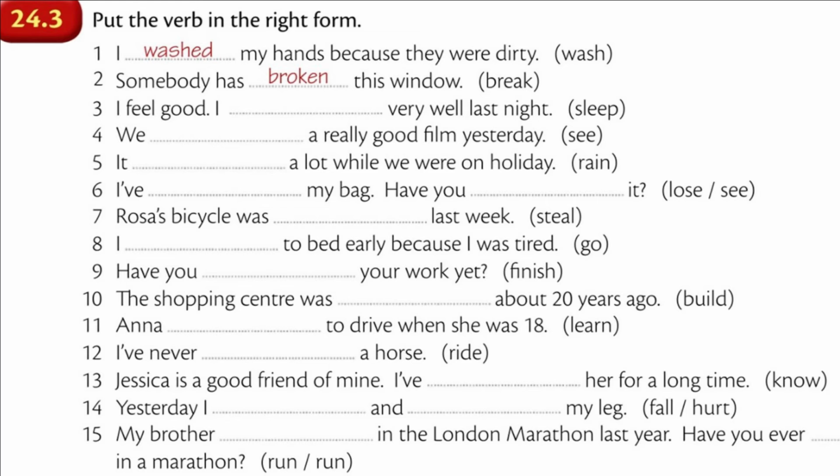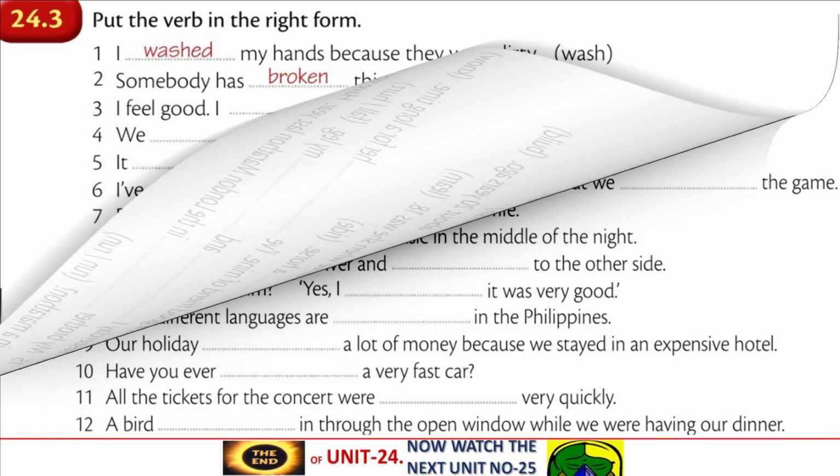Number 12. I have never ridden a horse. Number 13. Jessica is a good friend of mine. I have known her for a long time. Number 14. Yesterday I fell and hurt my leg. Number 15. My brother ran in the London Marathon last year. Have you ever run in a marathon?